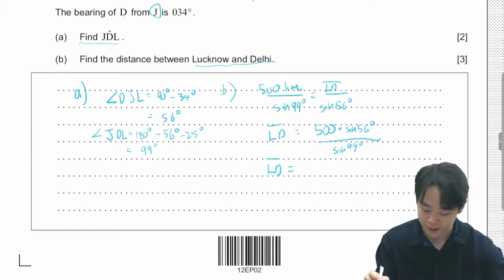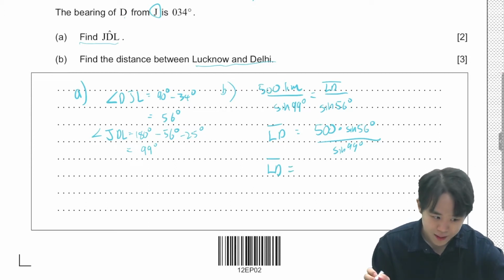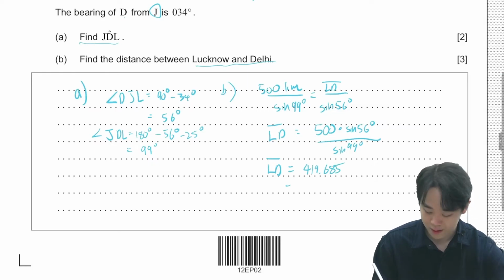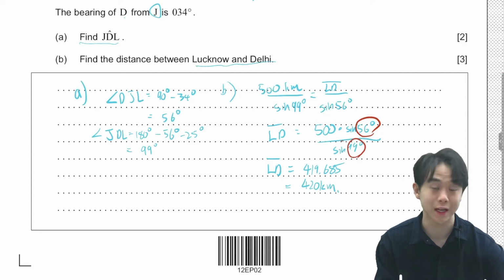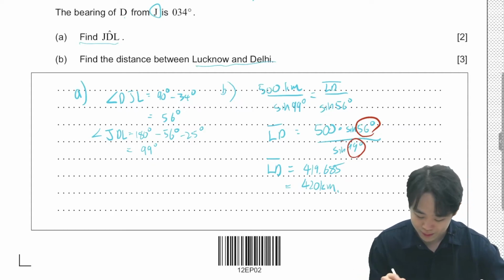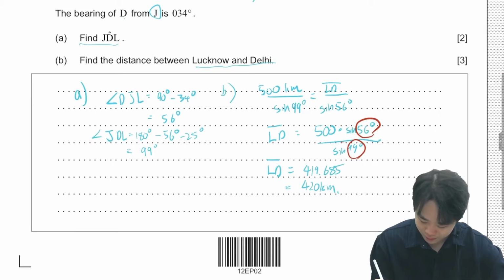So if you put that in your TI calculator, we should get something along the lines of 419.685, which rounds to 3 sig figs, that's 420 kilometers. So a cautionary note: you have to use degrees, not radians, in your calculator. So always check that your settings are appropriate. Right? So you have to do it in degrees, not radians.